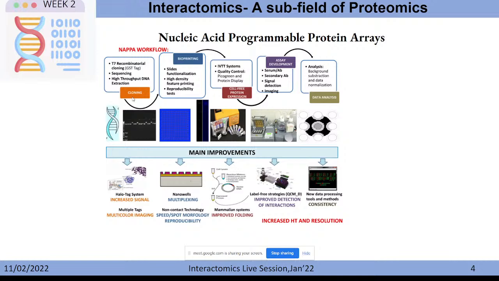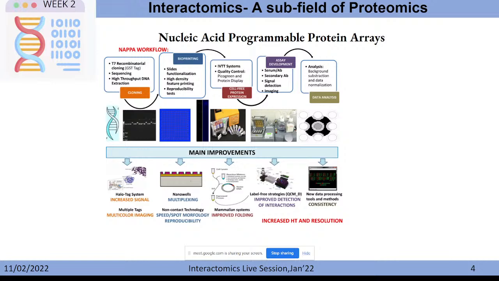So you need a clone of the particular DNA for the particular gene through which you will get the protein that you will print on the slides, and with which you would like to study it. The next step, after you have the clones required and what you want to print, and you are ready with the purified DNA template, is to print that DNA onto the slides. So you need to functionalize your slides so that the printing can occur without any effect.